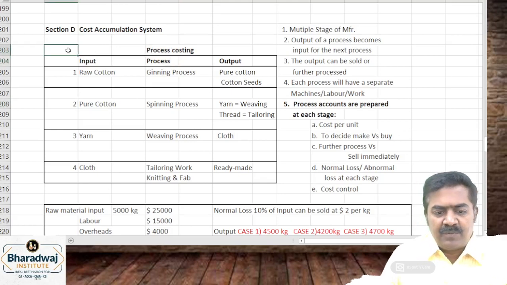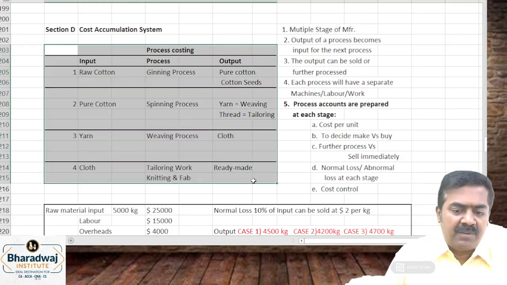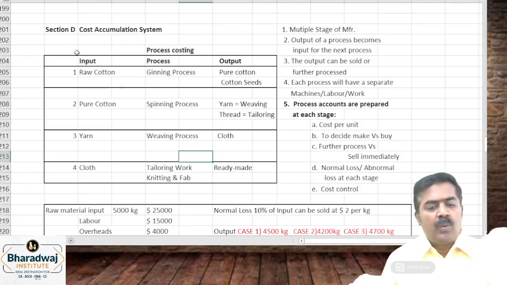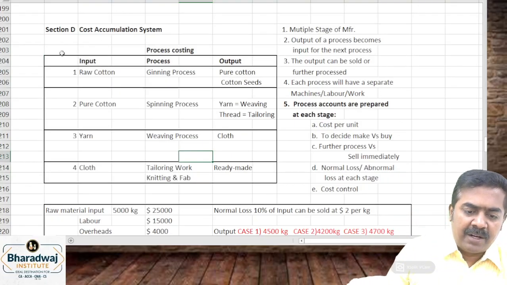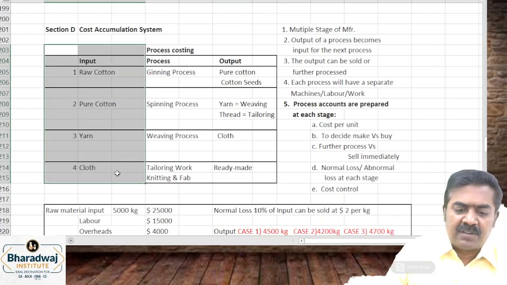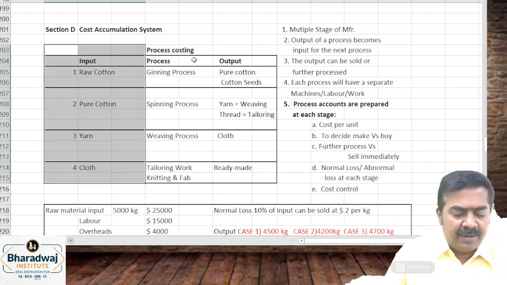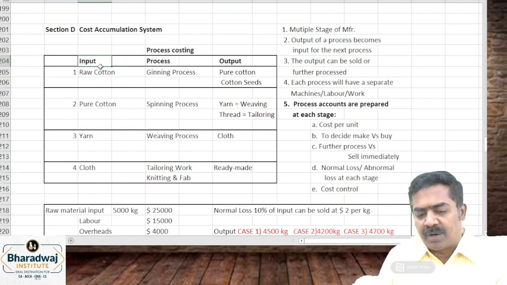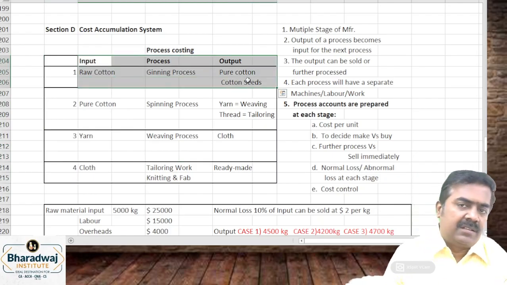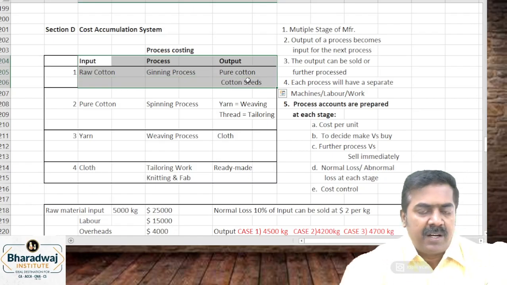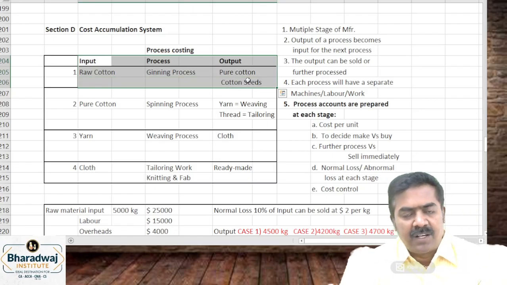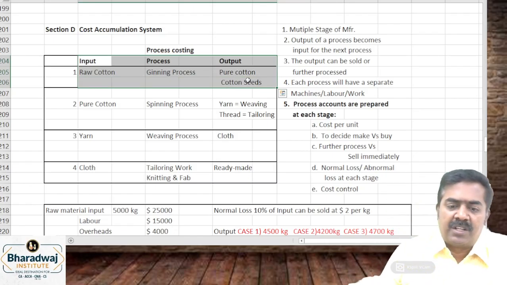In the last class, we learnt about process costing. Process costing is followed when a product passes through multiple stages of operation. Each process will have a distinct manufacturing stage, and every process will have a separate output.